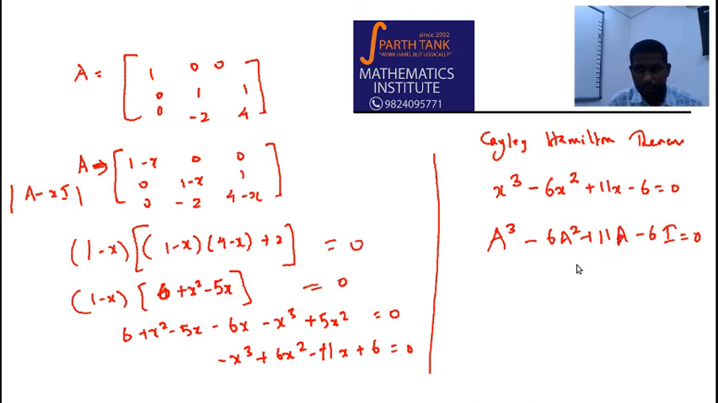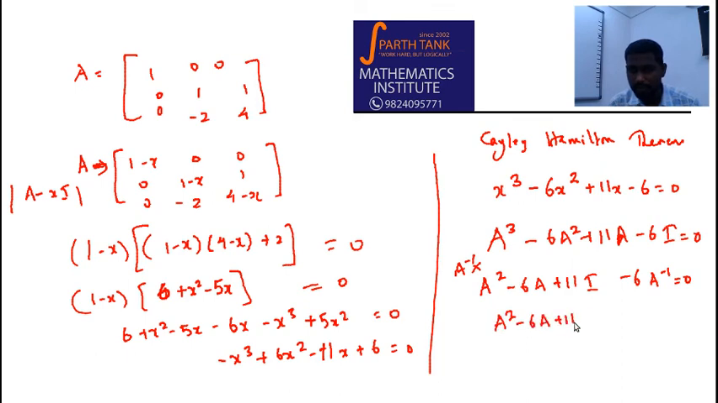This can be used to find A inverse also. If you multiply the whole equation by A inverse, you get A squared minus 6A plus 11I minus 6A inverse is 0. This would give you A squared minus 6A plus 11I by 6 is equal to A inverse. Take this term there and bring that 6 here. Now compare this and the equation given for us.